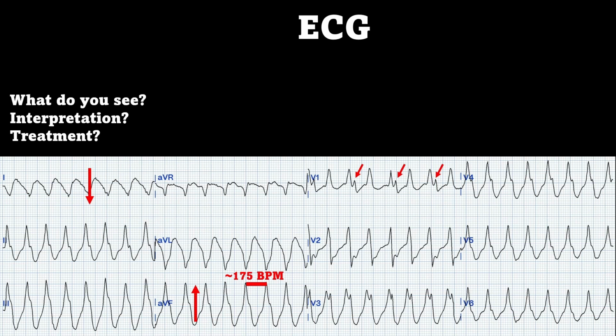But how do I know this is ventricular tachycardia? So let's break down what it means. Ventricular means the bottom part of our heart, which is our ventricles, and tachycardia means a fast heart rate, usually over 100 beats per minute. This rhythm is originating in the ventricles and is very fast.